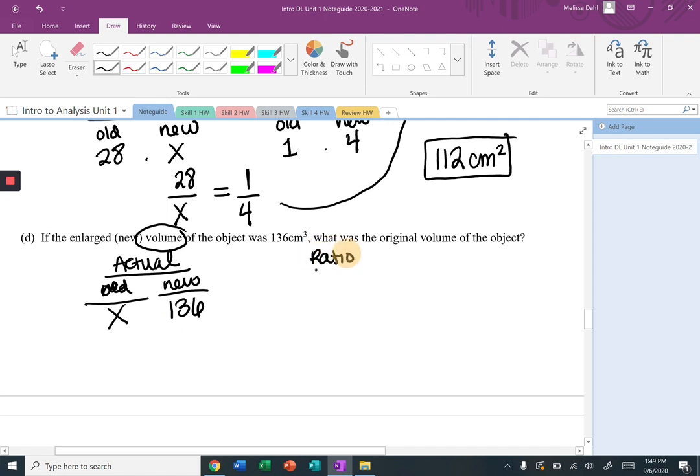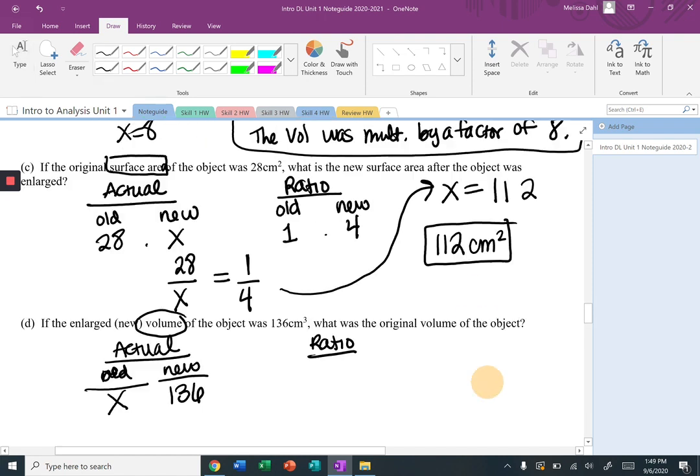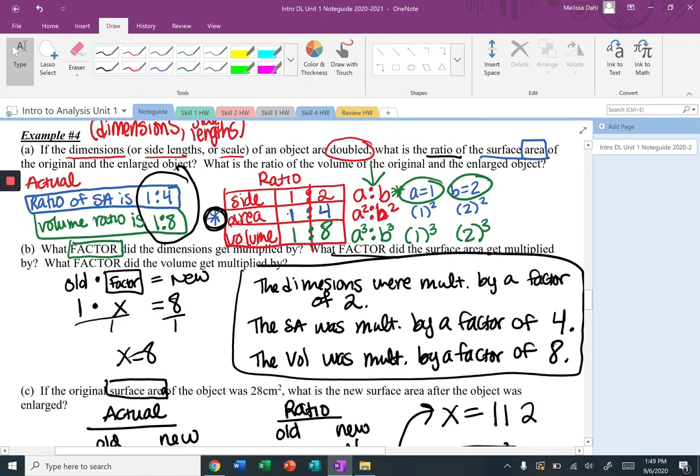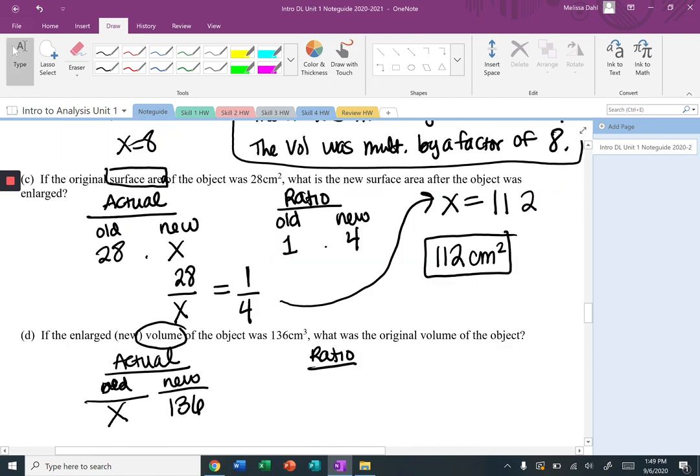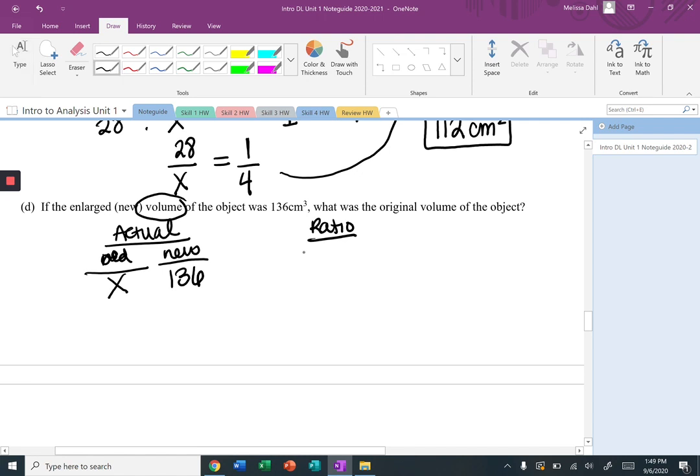So look back at the original problems info, and we have a volume ratio here, and it was 1 to 8. So when I'm looking at the ratio reduced, the old should be 1 compared to a new of 8. And again, these transform into a proportion. How does an original compare to 136? It should be the same as this ratio I know that I'm supposed to get of 1 to 8.